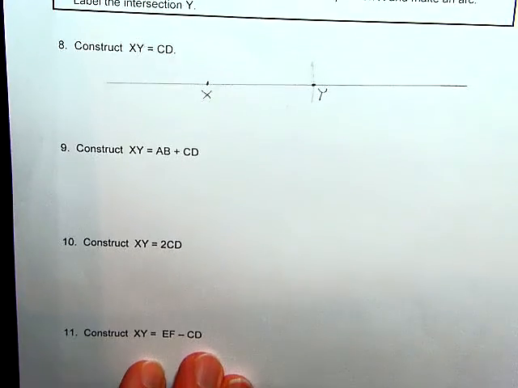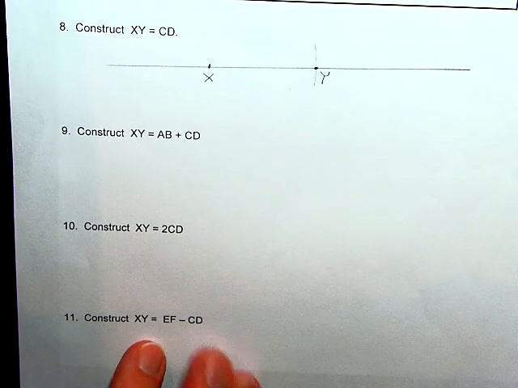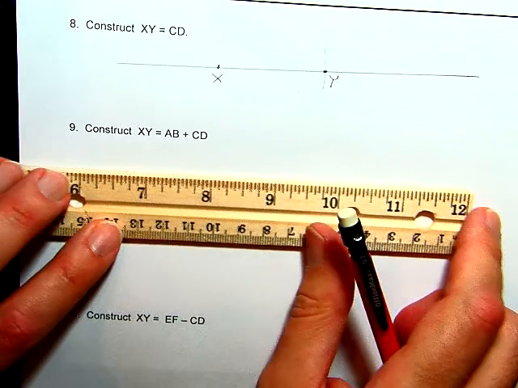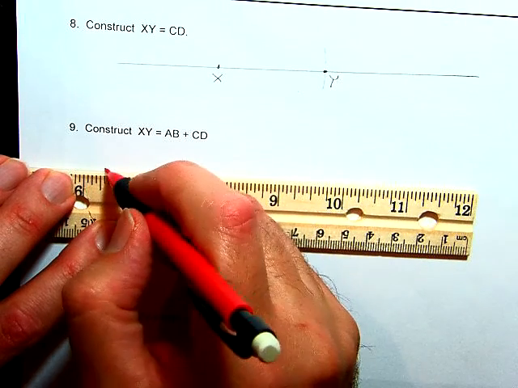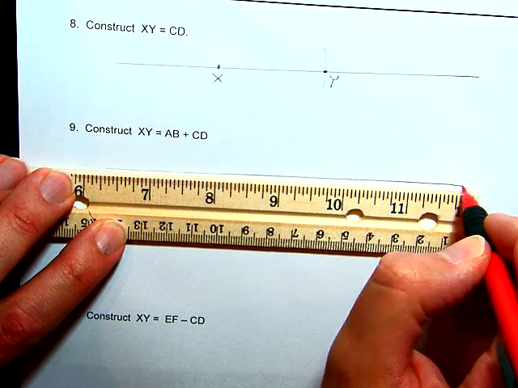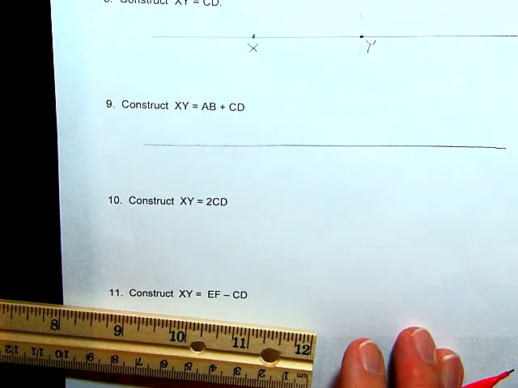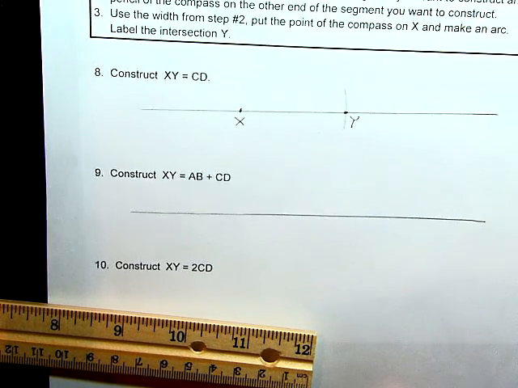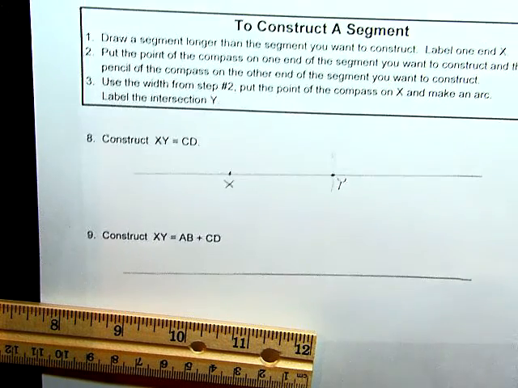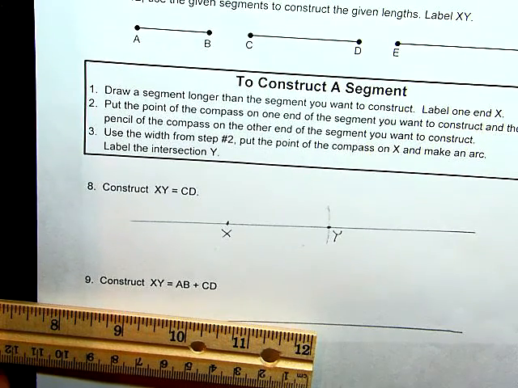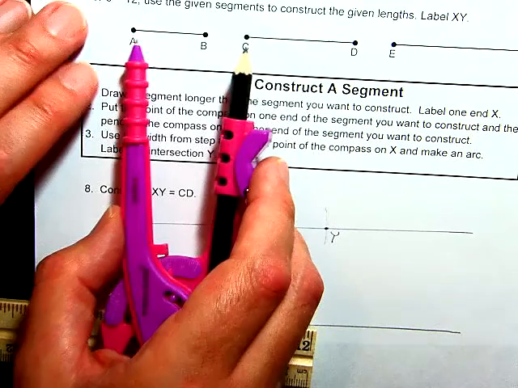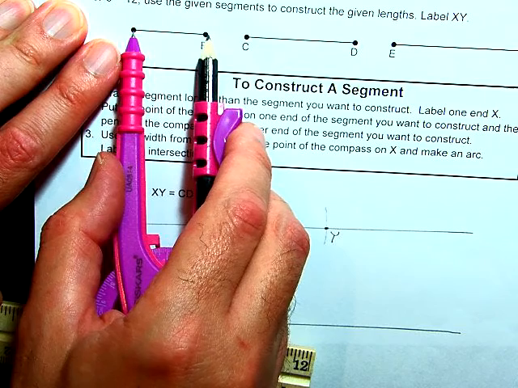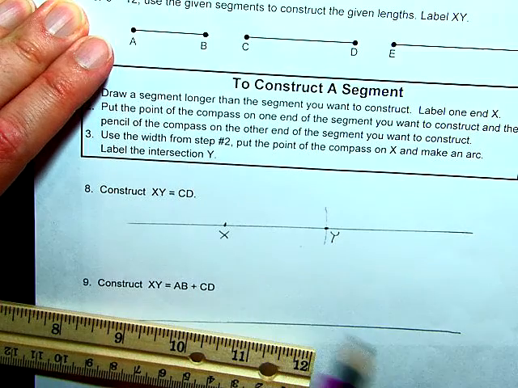Construct XY equal to the sum of AB plus CD. We start that exactly the same way. We're going to make ourselves a long line, longer than we're going to need. And now we're going to have to add AB and CD. So let's take our compass. Let's go up to AB, which is over here. Let's open the compass just wide enough so that it is the length of AB, just like that. The sharp point's going to be on A. The pencil's going to be on B.